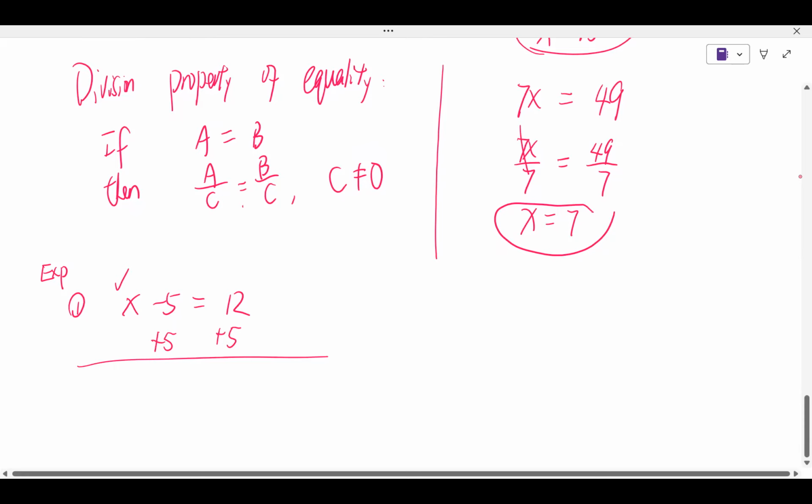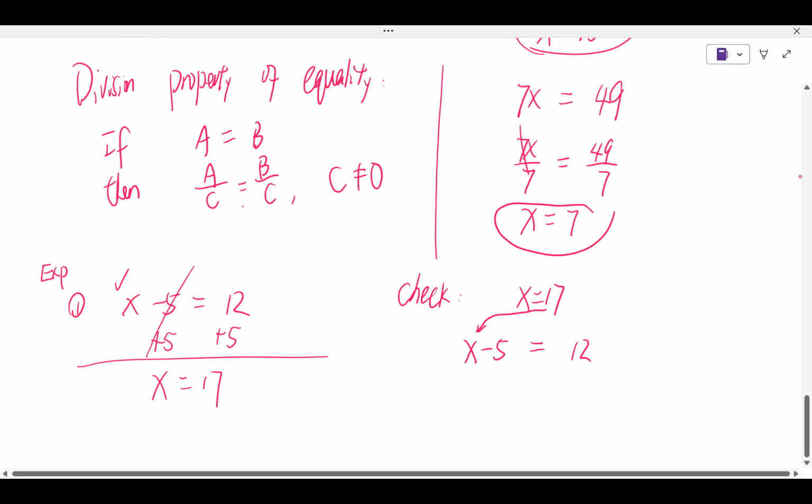And then once you cancel the 5, they are opposite, so they offset each other. It's equal to 22. I'm also going to show you how to quickly check it. You also check it, right? Check the solution. So meaning when x equals 17, I'm going to plug into the original equation. See left hand side equal to right hand side.